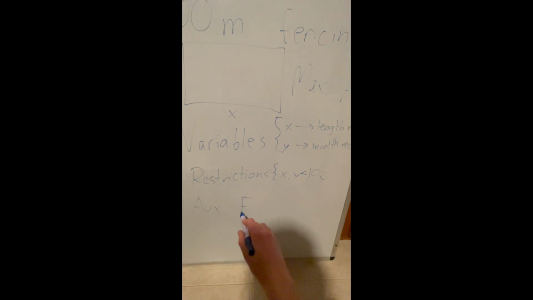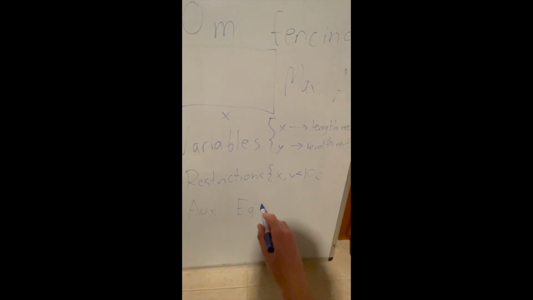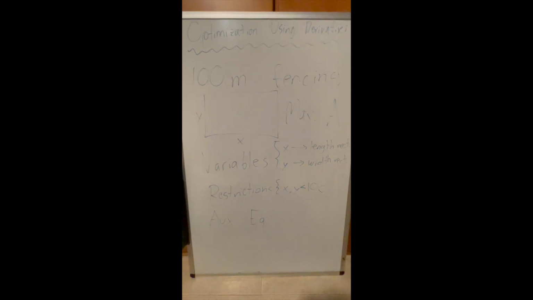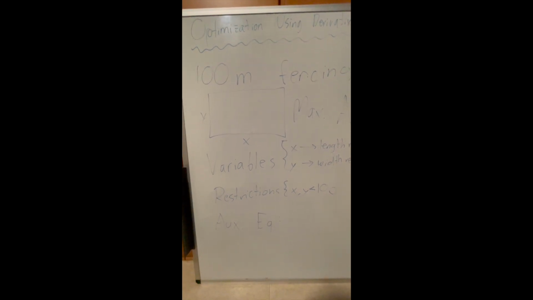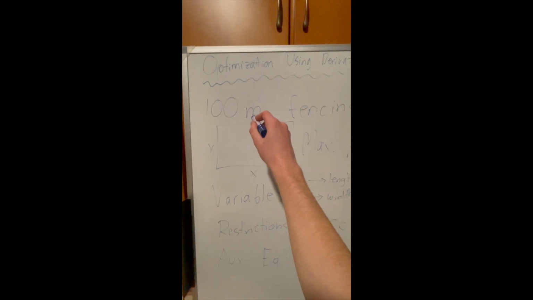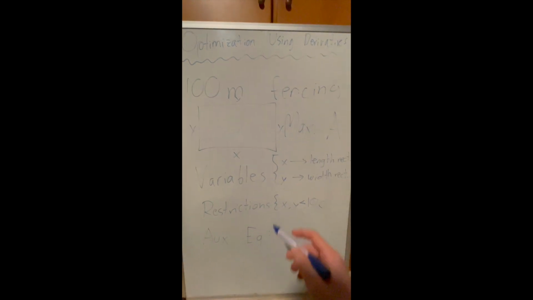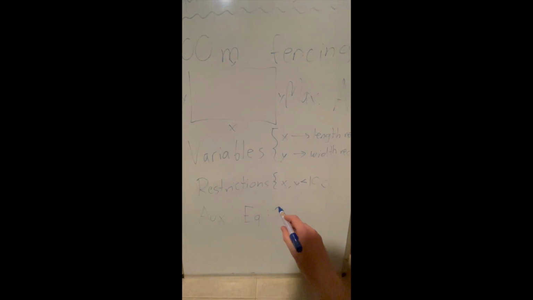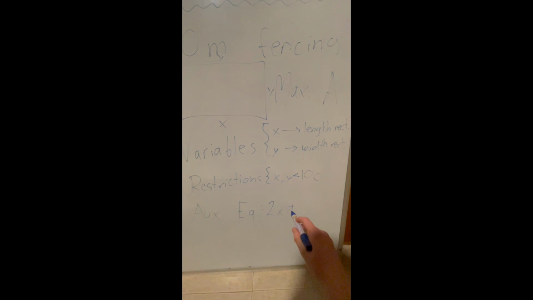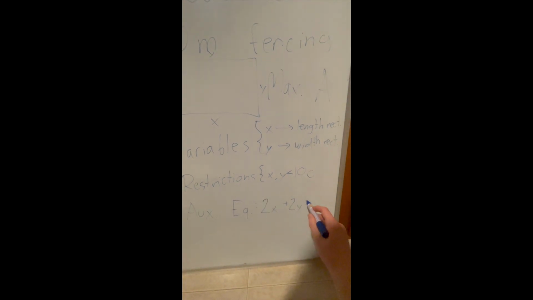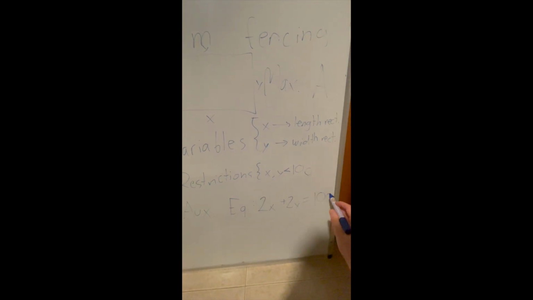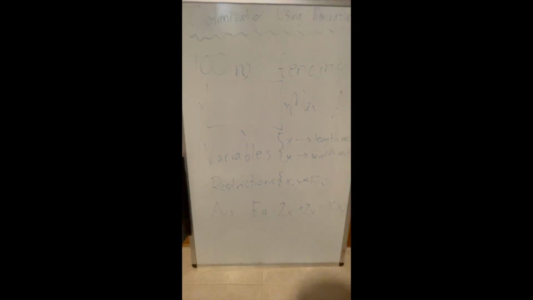So let's write our auxiliary equation. In this equation, what we need to do is write what we know. So we have 1 x and 2 x's, and we have 1 y and 2 y's. So this is a rectangle. So we know that 2x plus 2y must be equal to 100. The perimeter must be equal to 100.